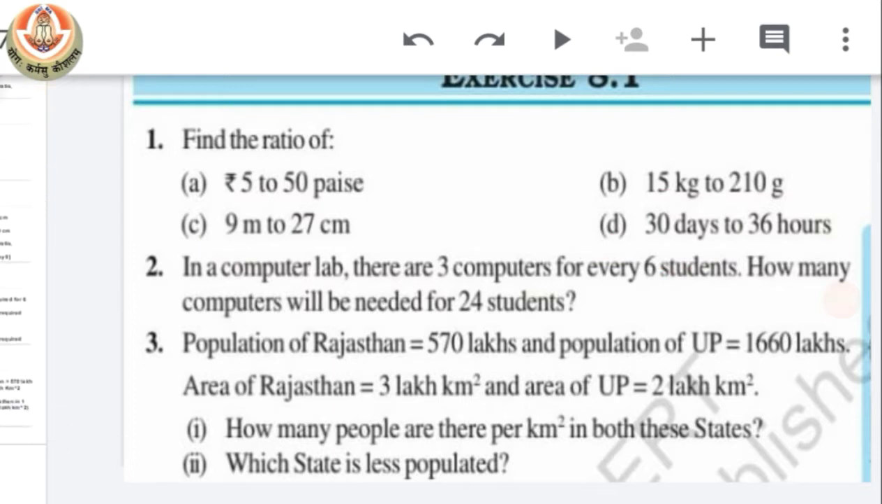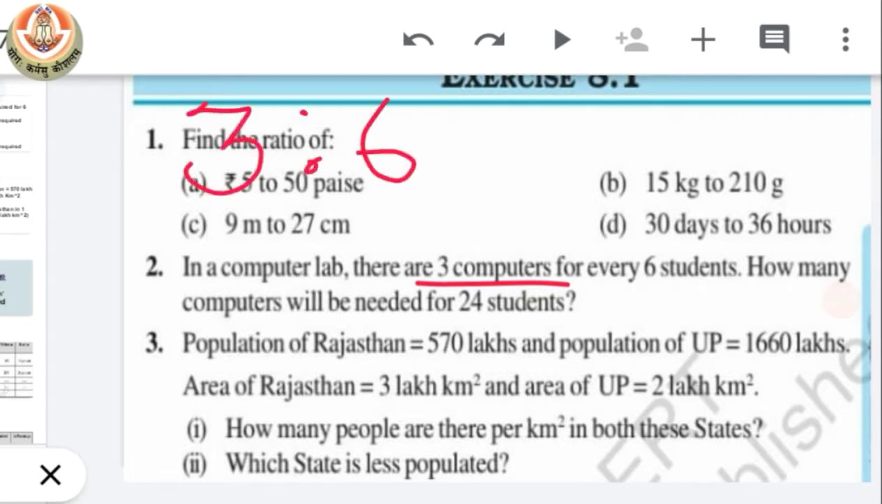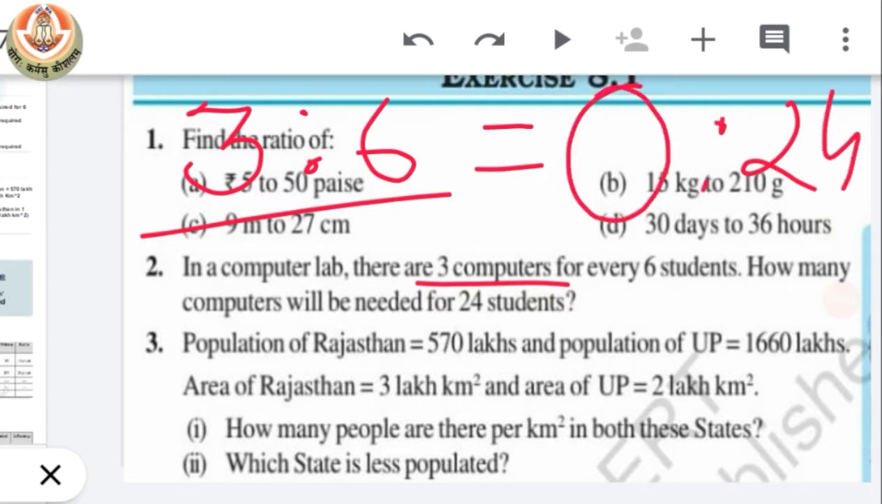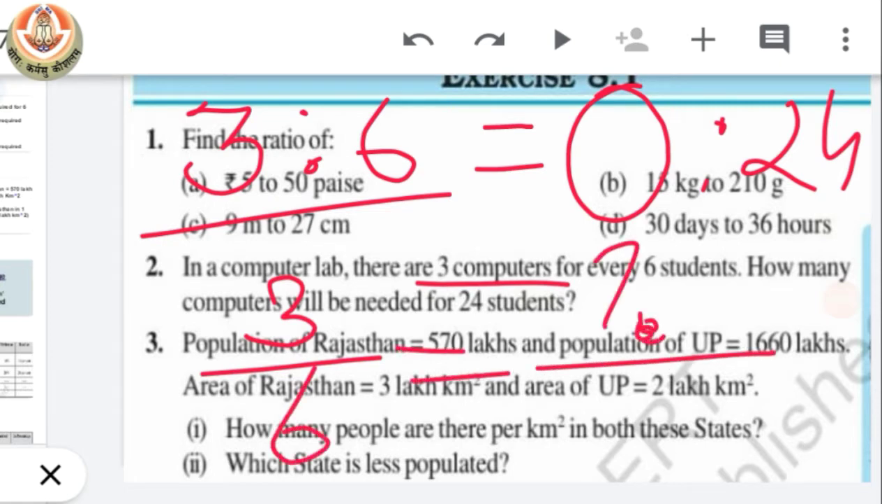The question number 2 is, in a computer lab, there are 3 computers for 6 students. Means we will have 3:6. Now, how many computers will be needed for 24 students? That means, on the other hand, we have the number of students, but we do not have the number of computers. So, we can write it as 3 by 6 equals question mark by 24.